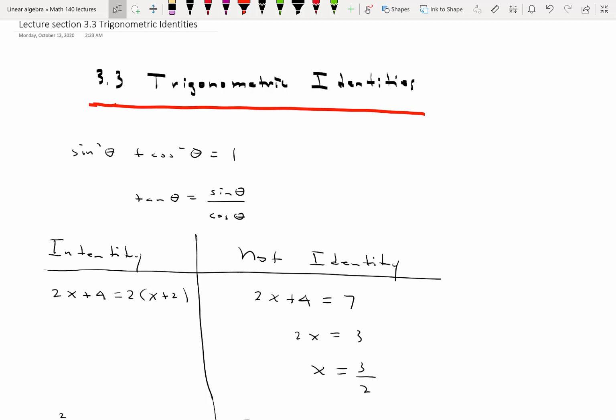The second equation is also true no matter what you put in for theta, as long as you don't put anything in that makes the tangent undefined or the cosine equal to 0. So these equations are identities.